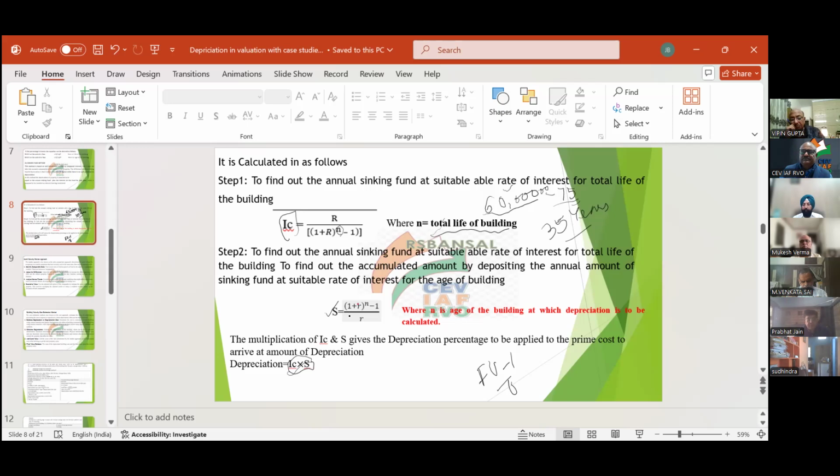So what is small r and what is capital R? This is capital R. Otherwise, if you look at it, if both are the same, the numerator and the denominator are the same. What we do for sinking fund, this is the rate of interest for sinking fund, which is generally taken as 3.5 to 5%, not more than that, generally.